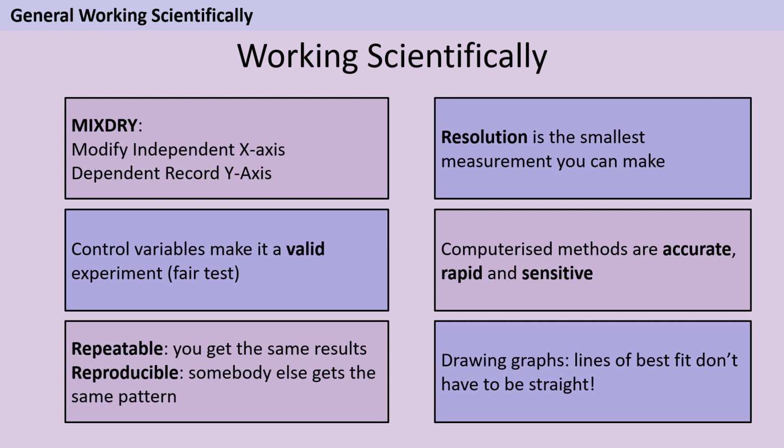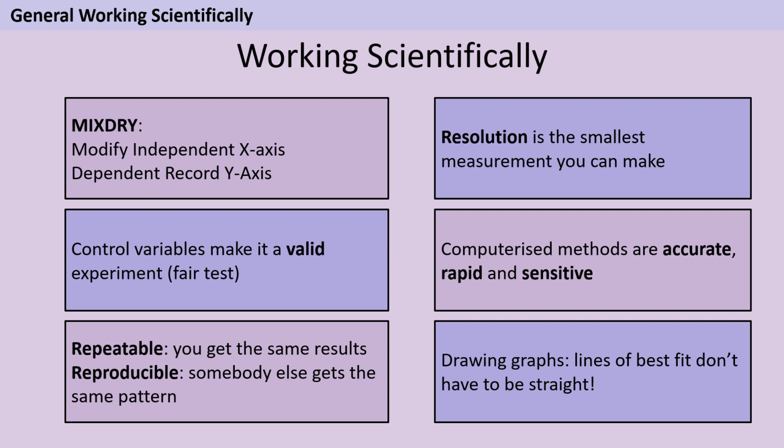If you repeat the experiment using the same method and you see the same pattern, then that's an example of repeatable data, whereas reproducible data might be produced by a different group of scientists, or they might be using a slightly different method to the method that you used. Resolution is the smallest difference in data that you can detect using your equipment, and we like using computerized methods of data collection because they are more accurate, rapid, and sensitive.